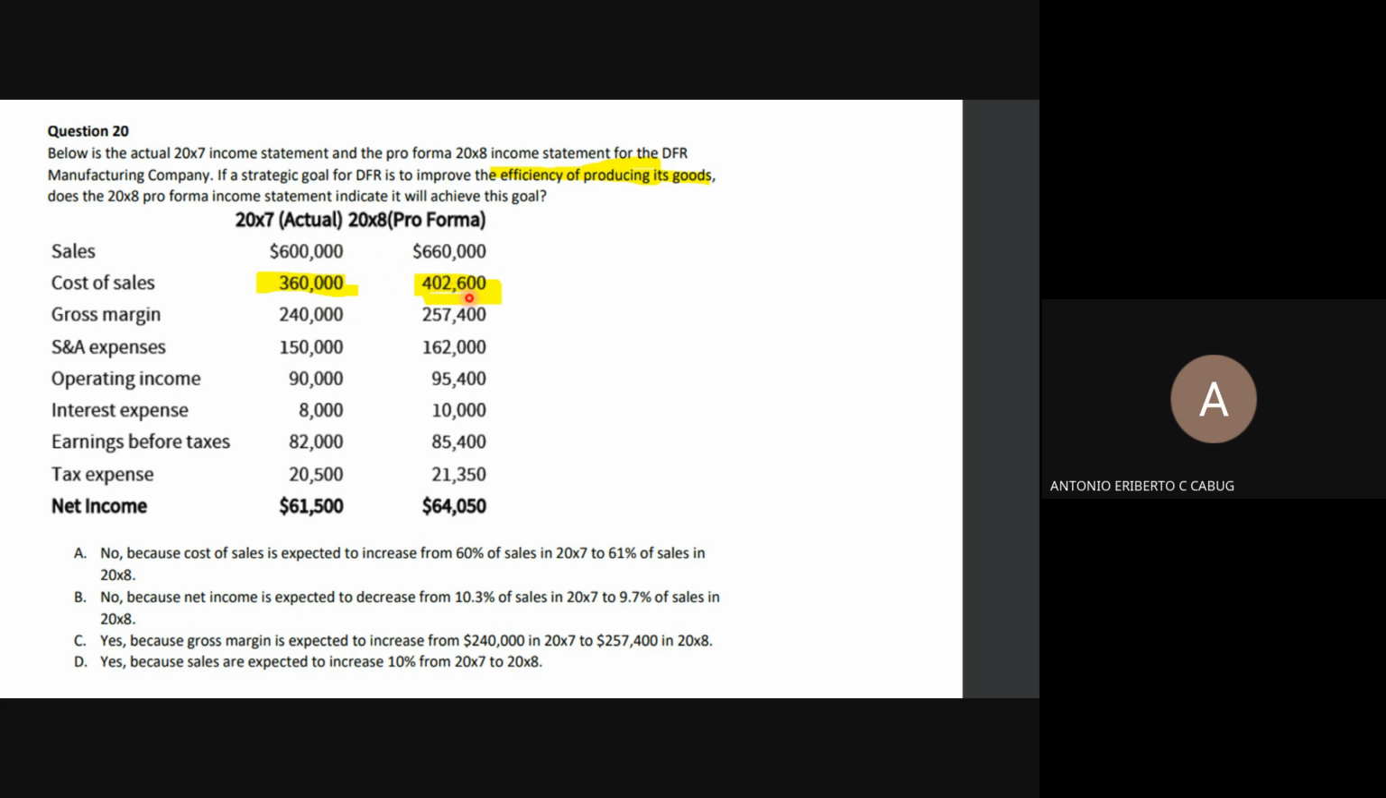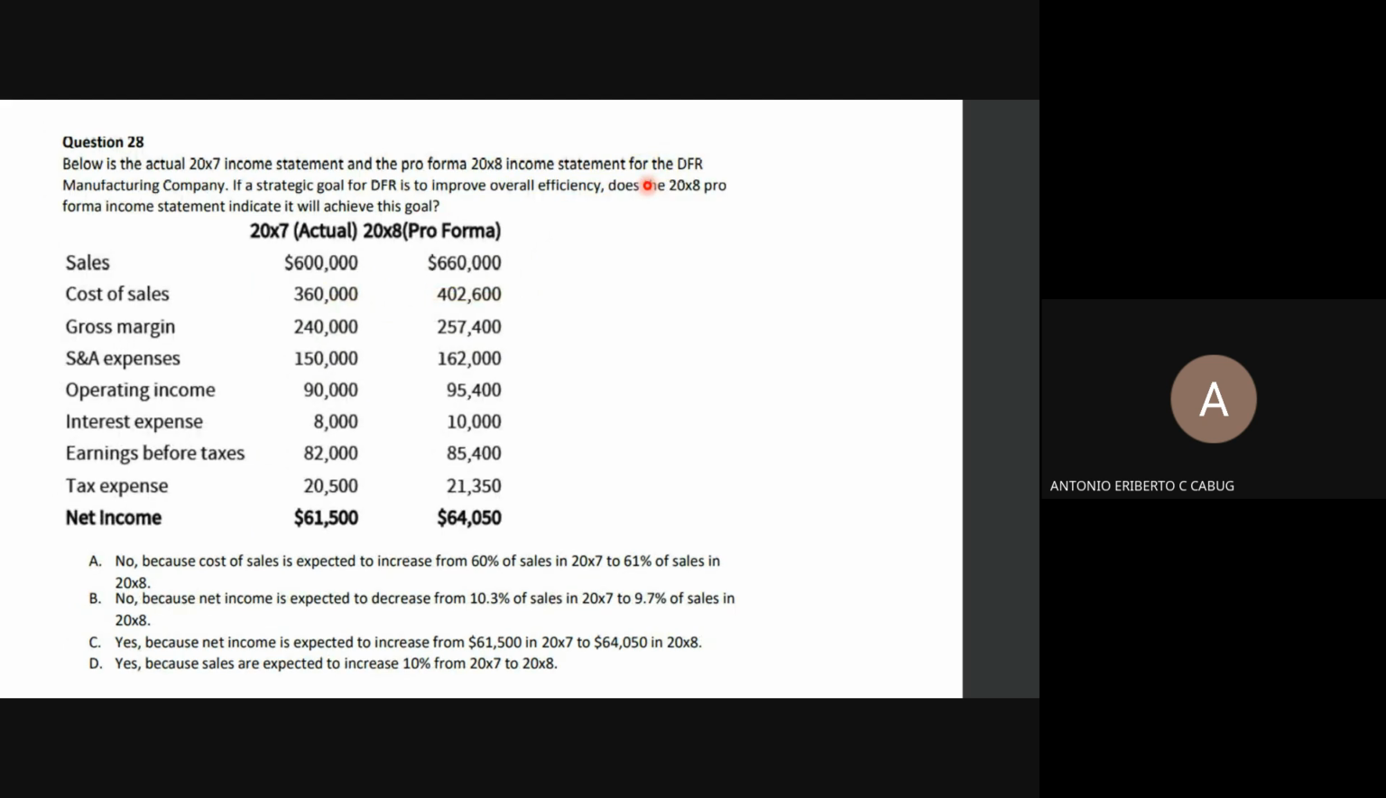After a year, we're expected to increase sales to 660K and cost of sales to 402,600. This new cost of sales will be higher than 60%. 402,600 over 660K is actually 61%. So the correct answer here is letter A. The goal is to improve the efficiency of producing its goods. We should be conscious about the cost of production, which will become cost of sales when the items are sold. So the answer here is no, because based on our pro forma income statement, we are expecting a decrease in efficiency. Cost of sales went up by 1 percentage point, indicating a decrease in efficiency of production. What about this one?